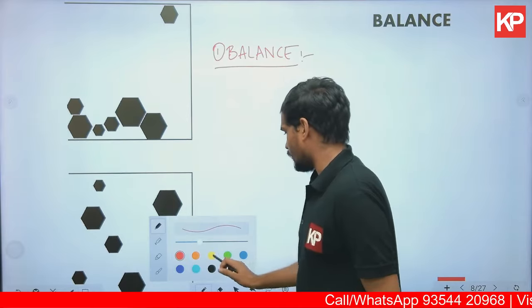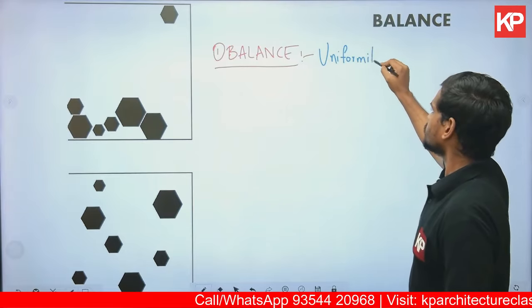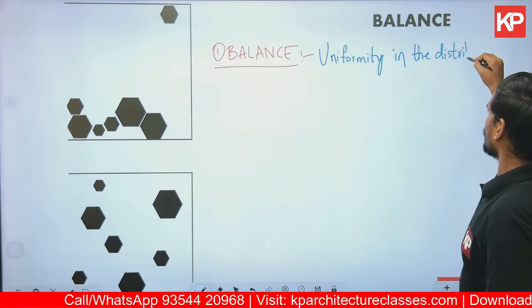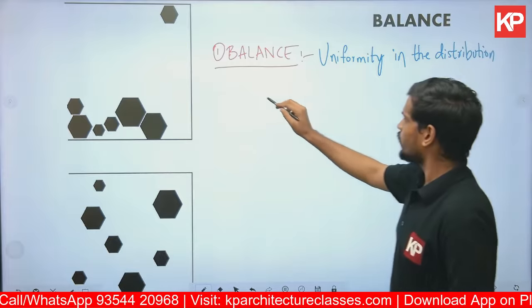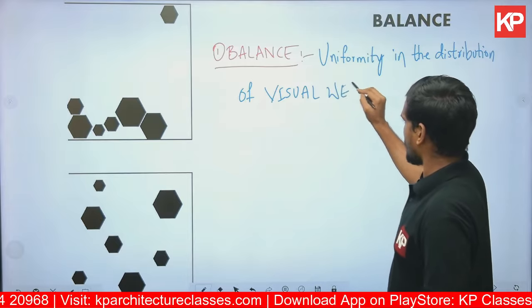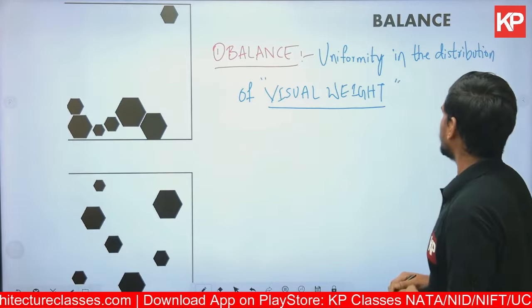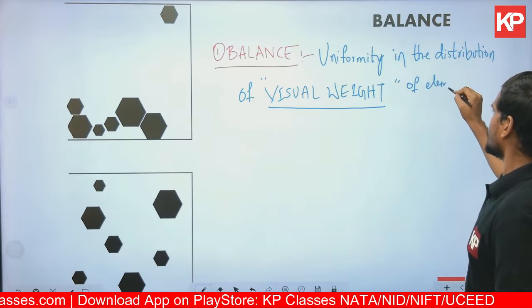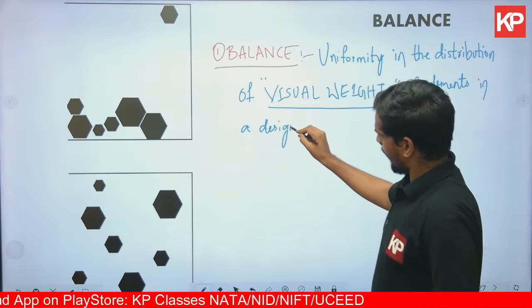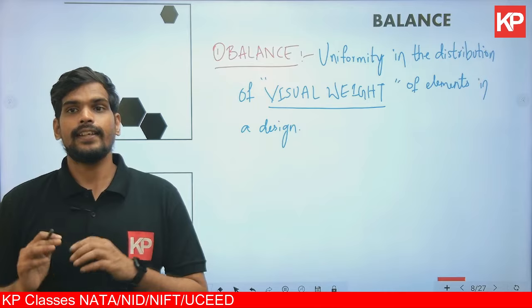Make a note on the definition of what is balance. Uniformity in the distribution of visual weight of elements in a design is called balance.